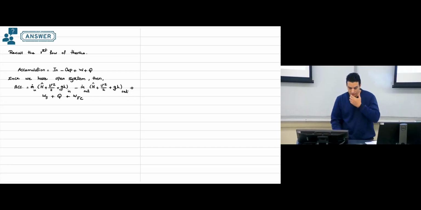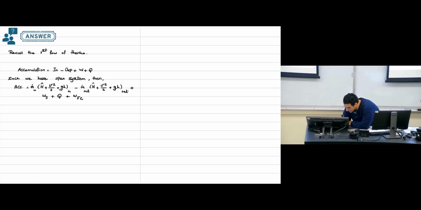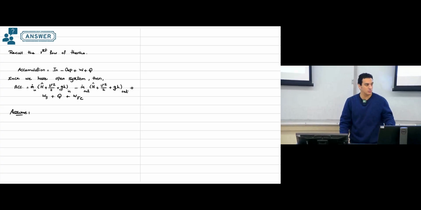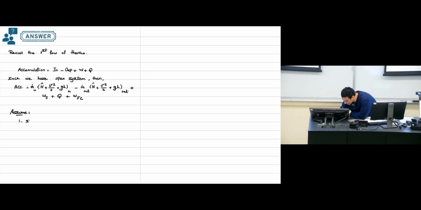Okay. So if we recall from previous chapters, we can make some assumptions to simplify this example. So we can assume, in the example, he doesn't mention we have any changes with time. So we can assume the process is steady state. So this means the accumulation term will be cancelled because we have a steady state process.